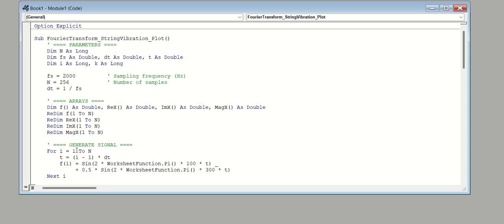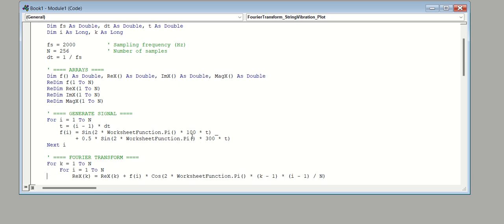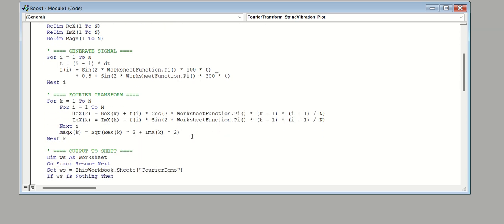So first we are generating the signal. f of t, that basically t is sine 2 pi into 100t, plus 0.5 is another magnitude, next signal sine 2 pi into 300t. So it's a loop, it will go until n is 256. Until that point it goes, then it generates a signal. Then we are doing the Fourier transform.